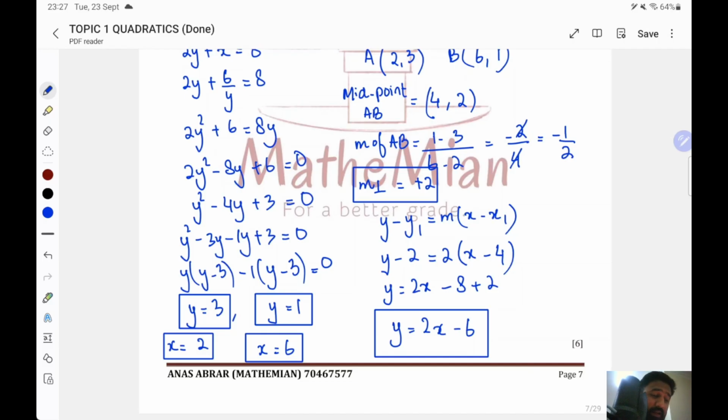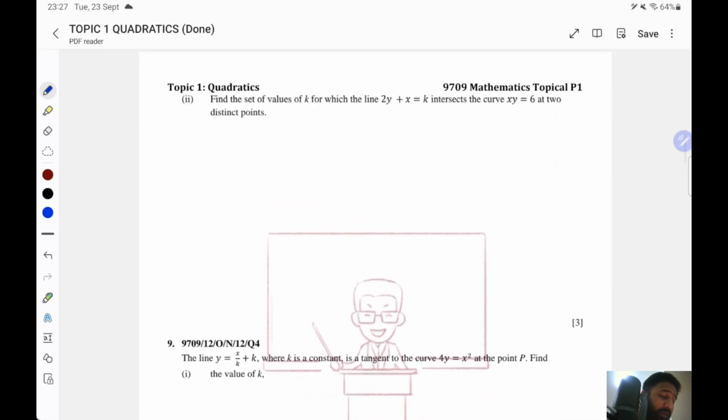I hope things are clear to you. Let's move forward. The second part says find the set of values of k, set of values. So it means that it is not going to be just one value for k, but it is going to be an inequality for which the line and the curve intersect at two distinct points. So if the curve and the line have two distinct points, it means that the discriminant, which is b square minus 4ac, will be greater than 0.